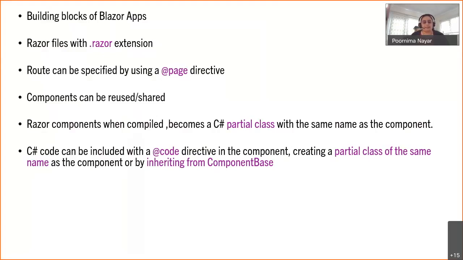Razor components, when compiled, generate C# partial classes with the same name as the component. So if I have a component called character, it gives rise to a partial class called character behind the scenes. And that is a good way of including C# code in your component as well. So partial classes are one way of including C# code. You can use a code directive in the component to include C# code, or you can even inherit from the component base and use that as the basis of your C# code. I have gone with the code directive way today because it helps me do everything in a single shot, but you can use any of the other two ways if needed.